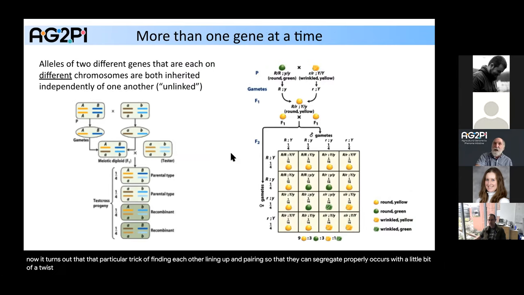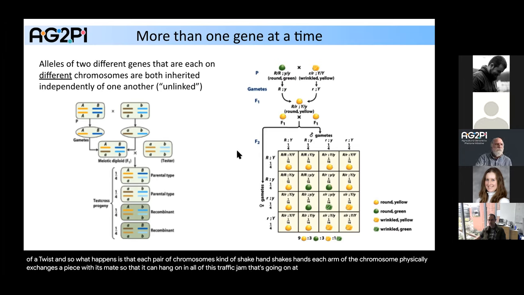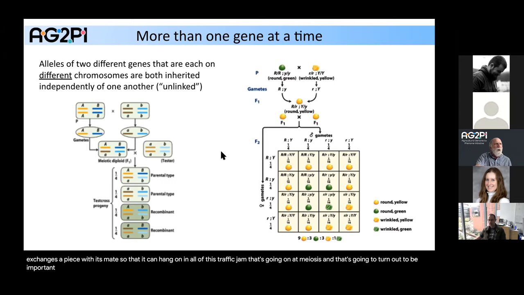And so what happens is that each pair of chromosomes kind of shakes hands. Each arm of the chromosome physically exchanges a piece with its mate so that it can hang on in all of this traffic jam that's going on at meiosis. And that's going to turn out to be important. We know that because we had to study what happens when that doesn't happen first.